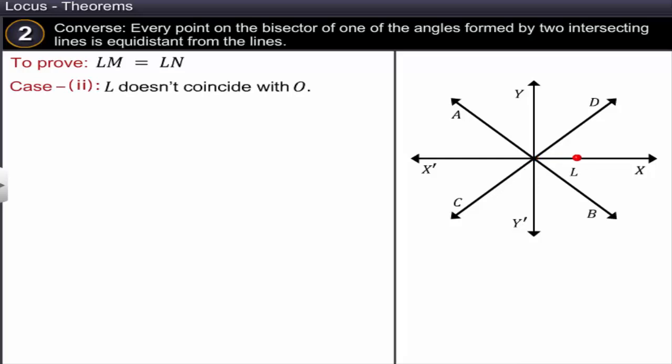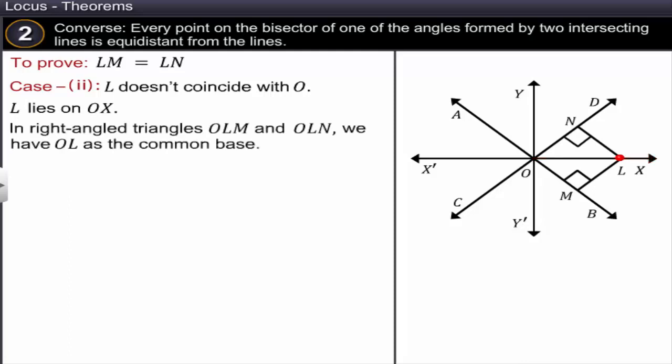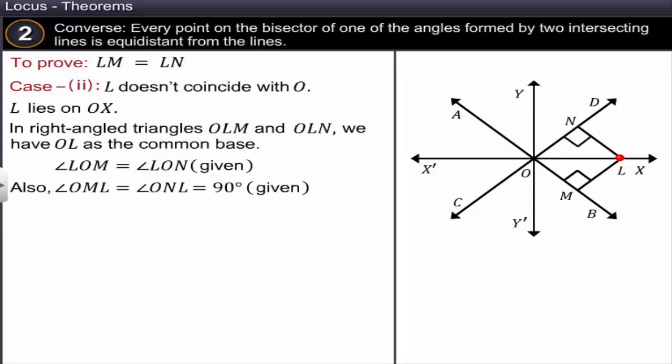Then L lies on OX. In right-angled triangles OLM and OLN, we have OL as the common side. We are given that angle LOM is equal to angle LON. Also, angle OML is equal to angle ONL is equal to 90 degrees. Therefore, by the AAS criterion of congruence, triangle OLM is congruent to triangle OLN.